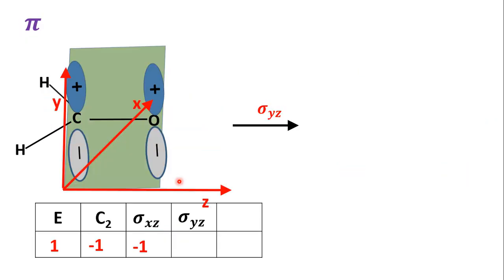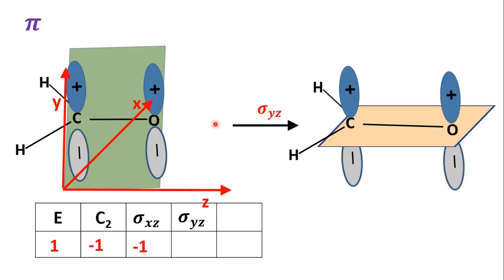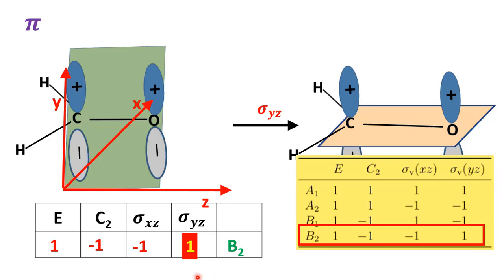When you apply the reflection sigma yz, that is the plane which is cutting through both the p orbitals, which is cutting through the positive lobes as well as negative lobes, it is also perpendicular to the molecular plane. The lobes are present in the plane itself, and so signs will not change. The positive will remain on the top, the negative will remain on the bottom, and so we get the number as 1. And if you look at the character table, here you find the sequence 1, -1, -1, 1.